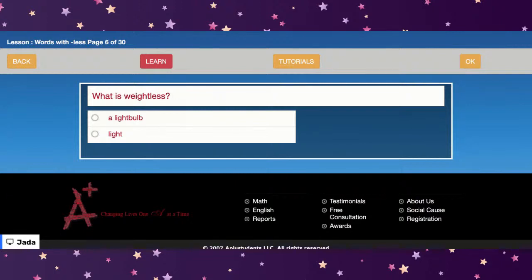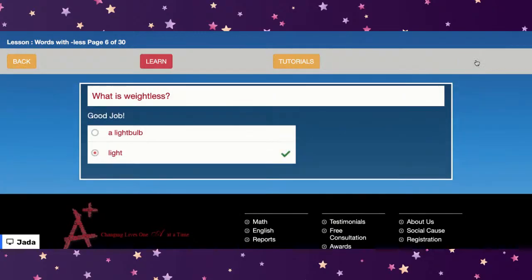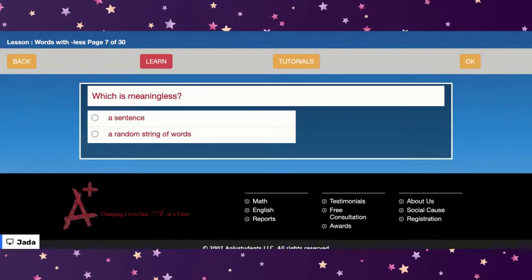What is weightless? A light bulb or light? So, light has no weight, but a light bulb will have a little bit of weight. Which is meaningless? A sentence or a random string of words? So a sentence is meaningful, but a random string of words, just random words, that's meaningless.